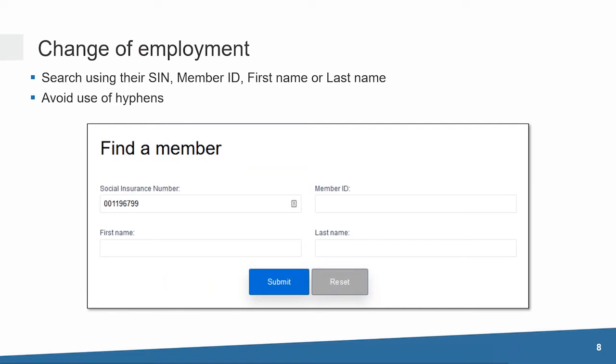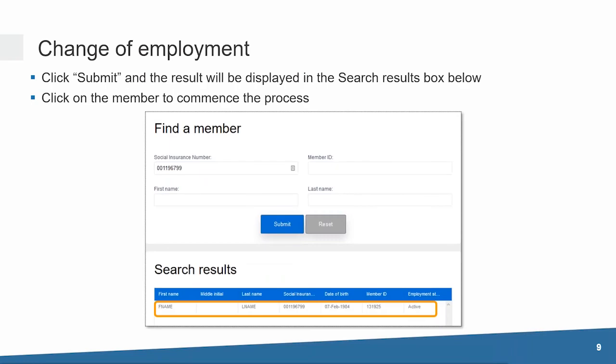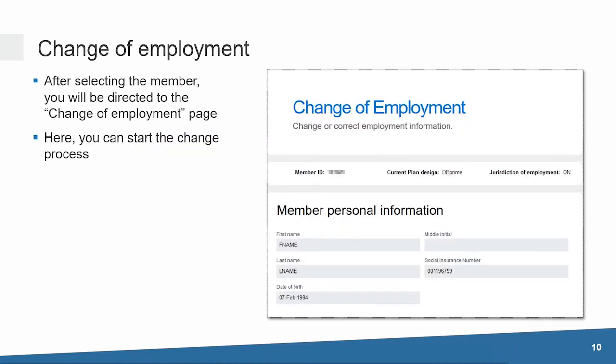The first step is to search for the member who requires a change of employment information. You can search using their SIN, member ID, first name, or last name. Once you click Submit, the results will be displayed in the search results box below. If you search by first name or last name, you will get a list of potential matches. Choose a desired member to begin the process. Upon selecting the member, you will be directed to the Change of Employment page where you can begin the process.